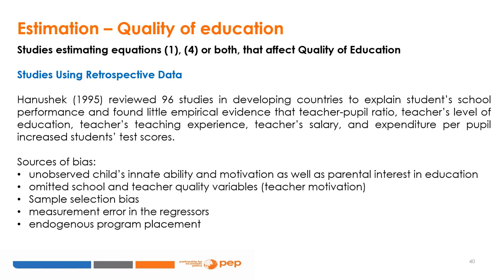Potential sources of bias are: 1. Unobserved variables, such as the child's innate ability and motivation, as well as the parental interest in education. Children with high ability tend to enroll in high-quality schools, creating positive correlation and resulting in upward bias estimates in the analysis. 2. Omitted school and teacher quality variables, such as a teacher's motivation. 3. Sample selection bias if parents choose the schools their children attend. 4. Measurement errors in the regressors. 5. Endogenous program placement, which may happen if, for example, governments construct schools or assign resources to schools based on unobserved district characteristics.